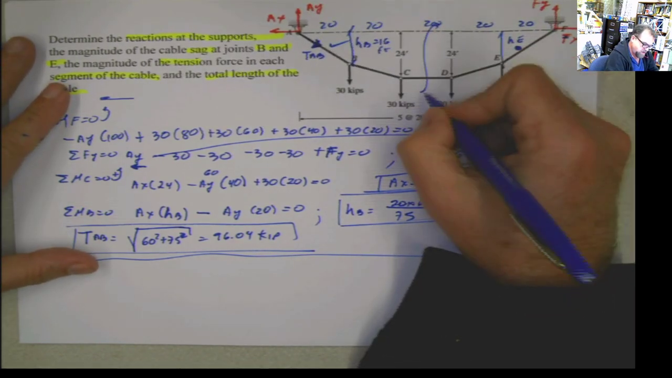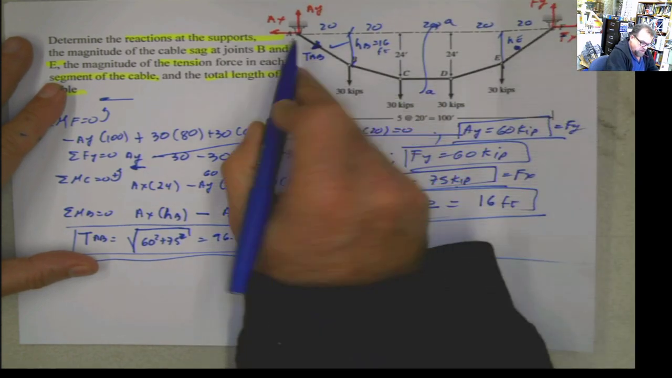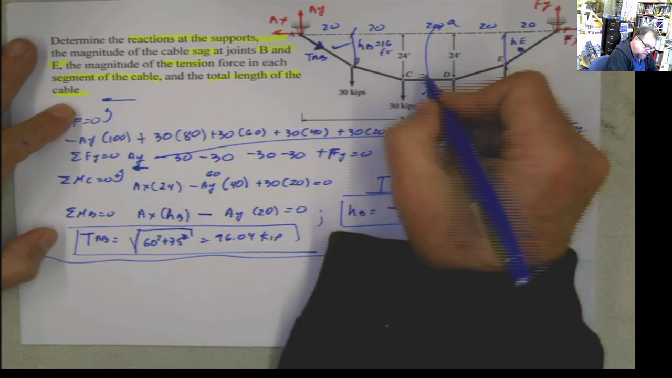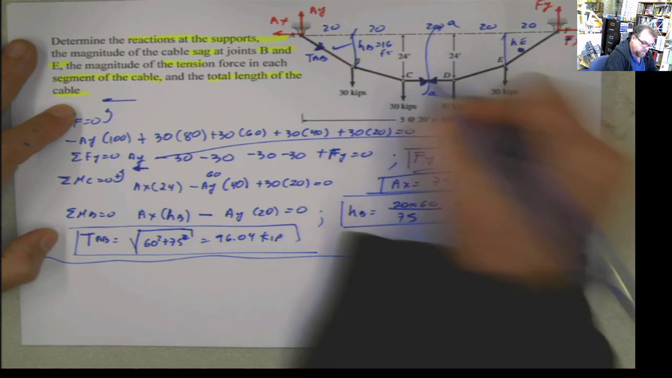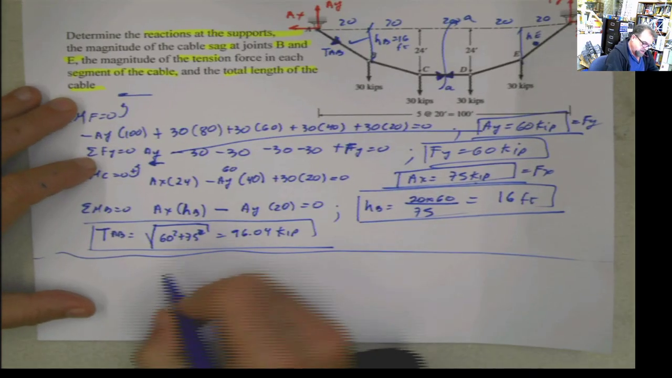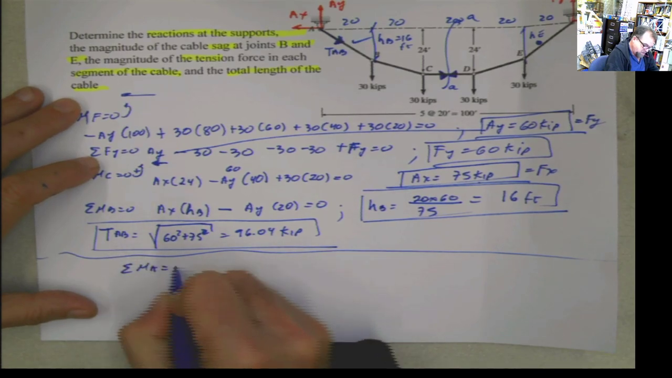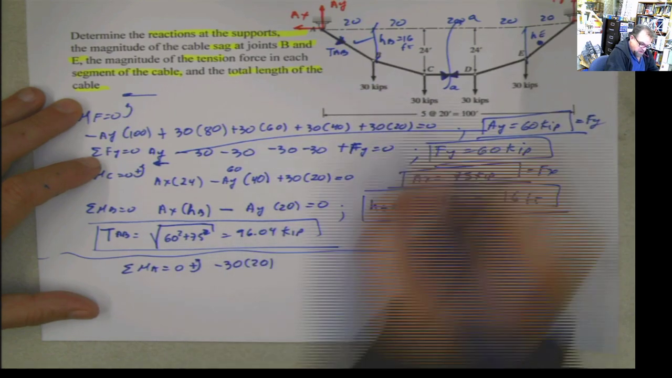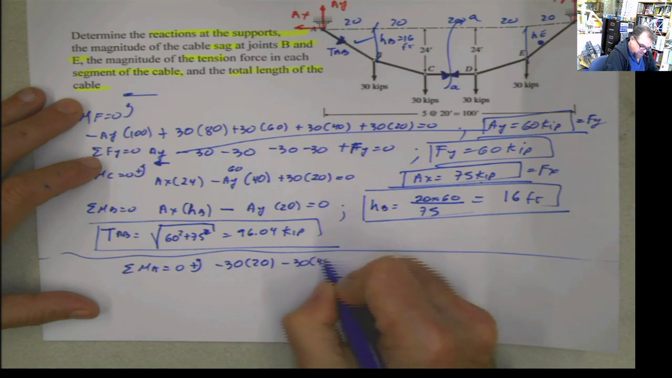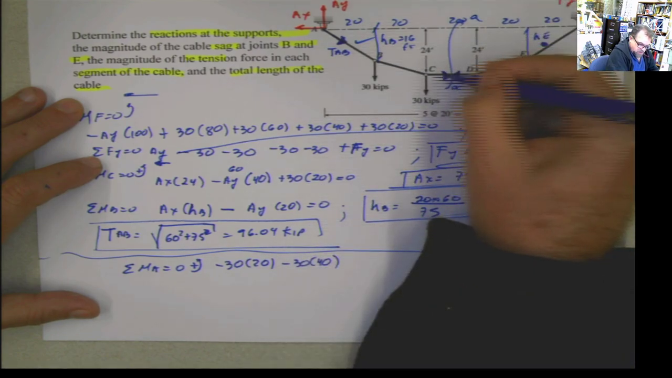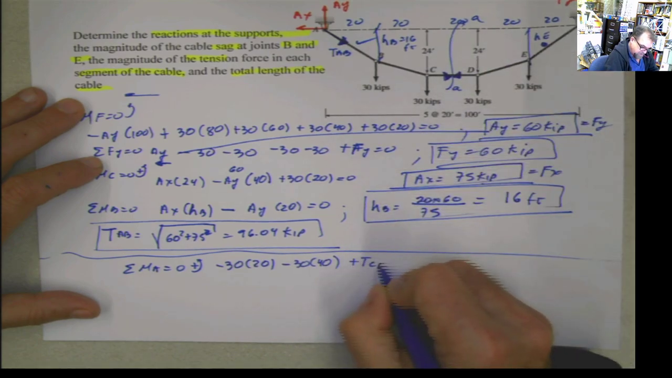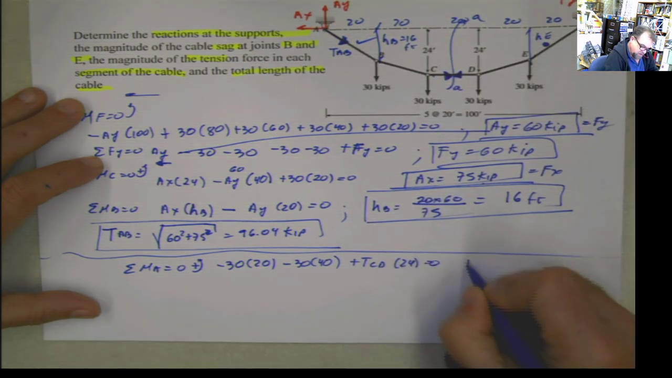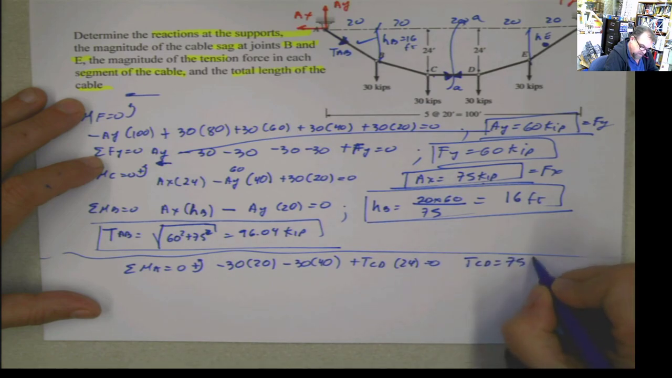What if I make a section here, AA? And then I do summation of moments at this point, summation of moments at A, just of the section. If I do the section, I'm going to have in this side this force and this force, like that. I can say summation of moments at A equals 0. And then I have 30 times 20 and 30 times 40, negative, plus this one, which is TCD, times 24 equals 0, and then you can get TCD as 75 kip.